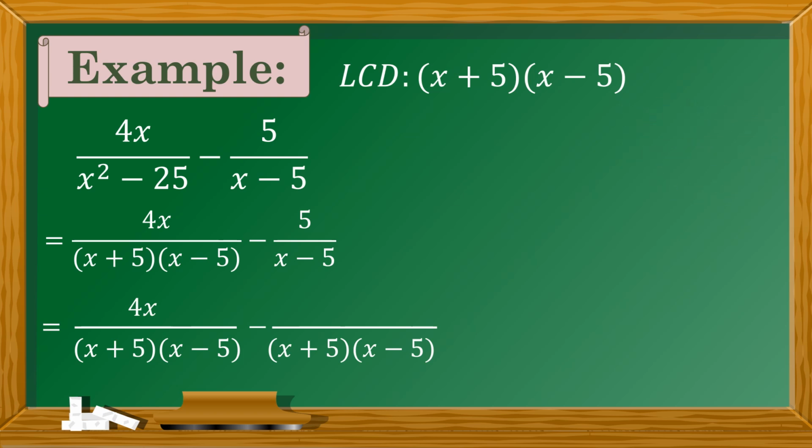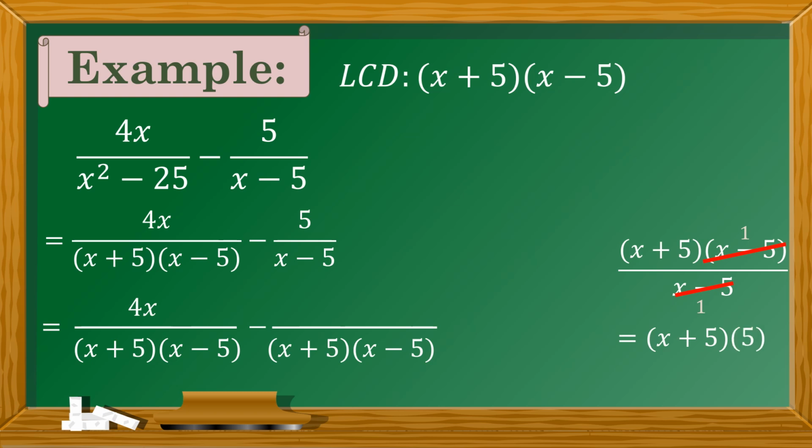Then let's find the numerator of the second expression. Again, divide the LCD by the denominator of the second expression, which is x minus 5. We can cancel out common factors. Therefore, the remaining factor is x plus 5. Then we multiply this by the numerator of the second expression, which is 5. So 5 times x is 5x, then 5 times 5 is 25. So the numerator of the second expression is 5x plus 25.